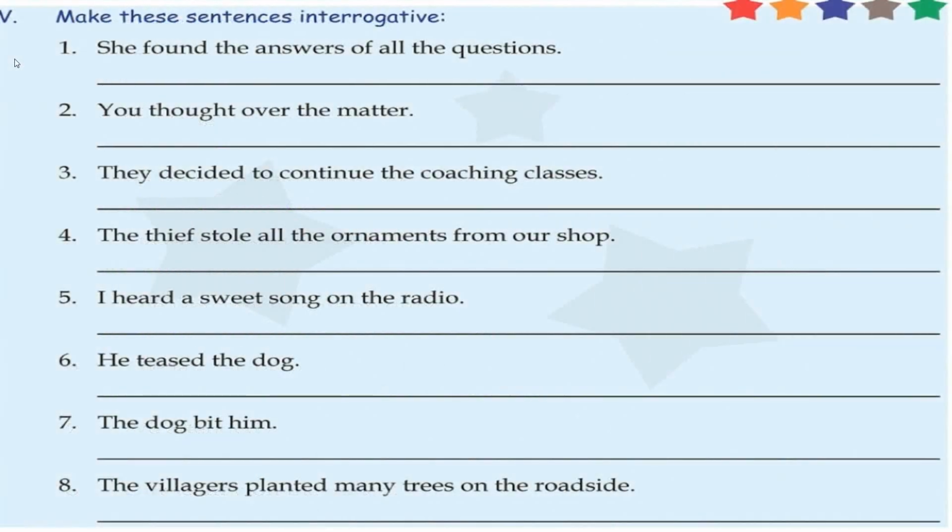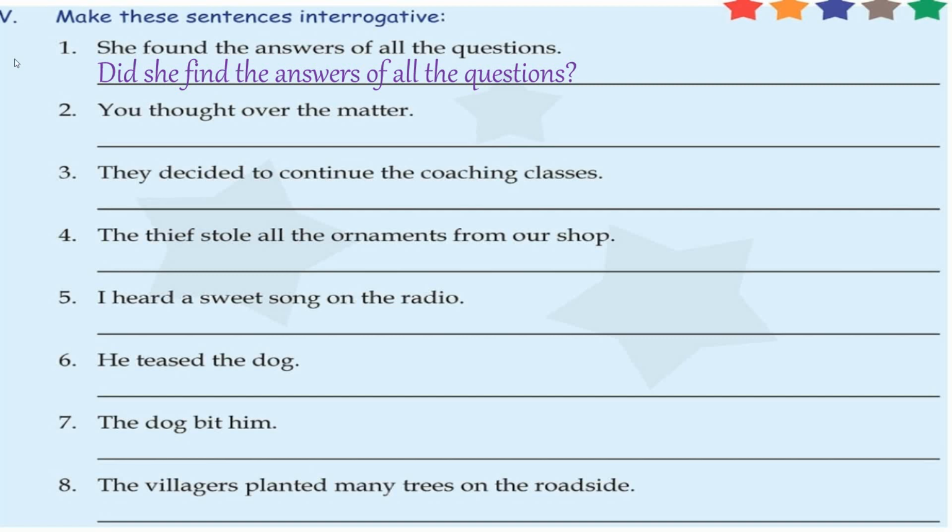Now here children, we have to change into interrogative. So what will we do first? We will write did. Okay, then subject like she. Did she? Then found will change into root form. So we will write did she find, and the rest of the sentence. So did she find the answers of all the questions, and then put a question mark. Question mark is very important as it is an interrogative sentence.